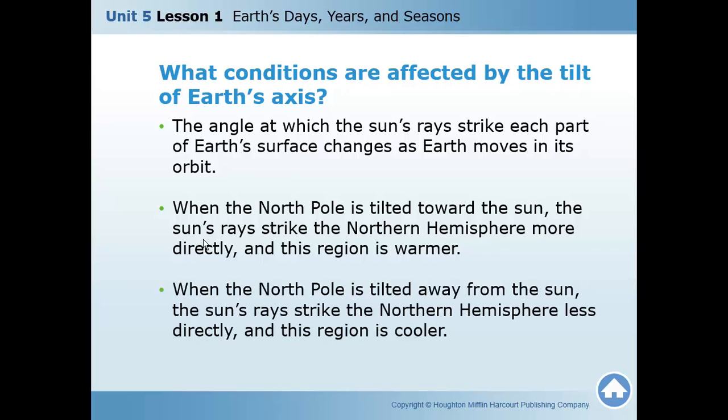When the North Pole is tilted away from the sun, we're going to have sun rays striking our northern hemisphere less directly, so it's making our region cooler. So we're not getting that direct sunlight, it's more of an indirect sunlight. If you actually take a look at the sun today as you're leaving school, in the sky, it's at a much lower angle than it is in the summer. And that is because right now we are in that winter period where the northern hemisphere is tilted away from the sun, so we're getting less direct sunlight.